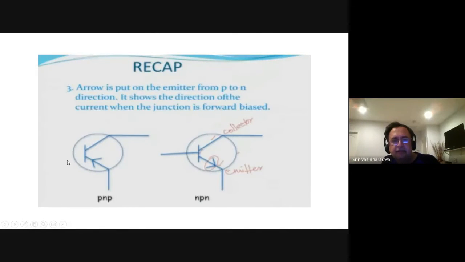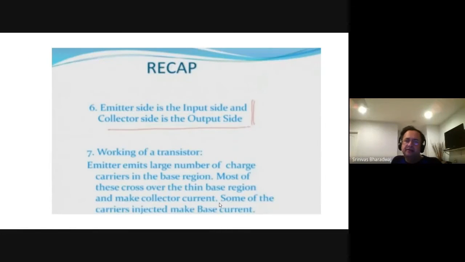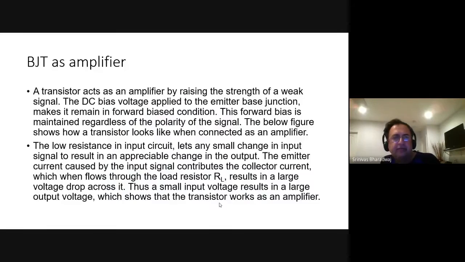This side, this was the PNP. We discussed this before. Now, this time we are going to look at the case. I'm not doing the recap for you, and then we discuss the BJT as an amplifier, where the collector current is amplified in relation to a slight increase in the base emitter voltage.